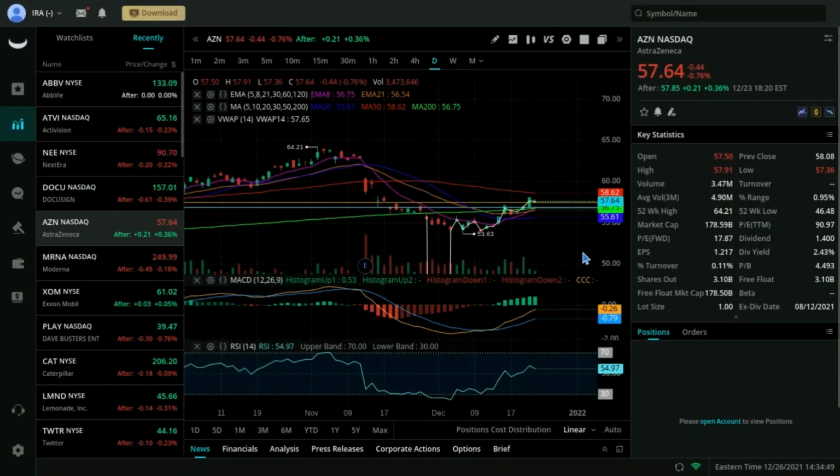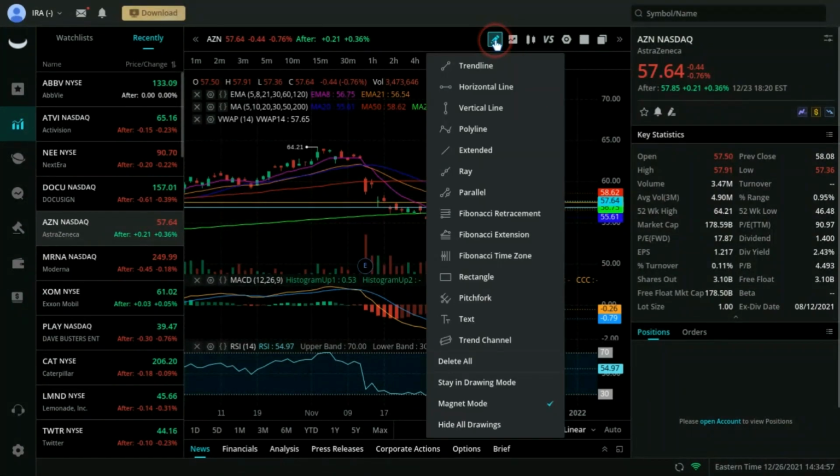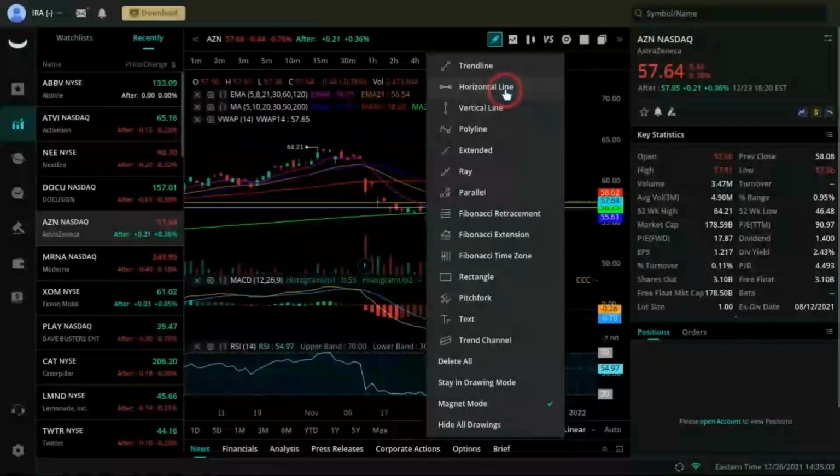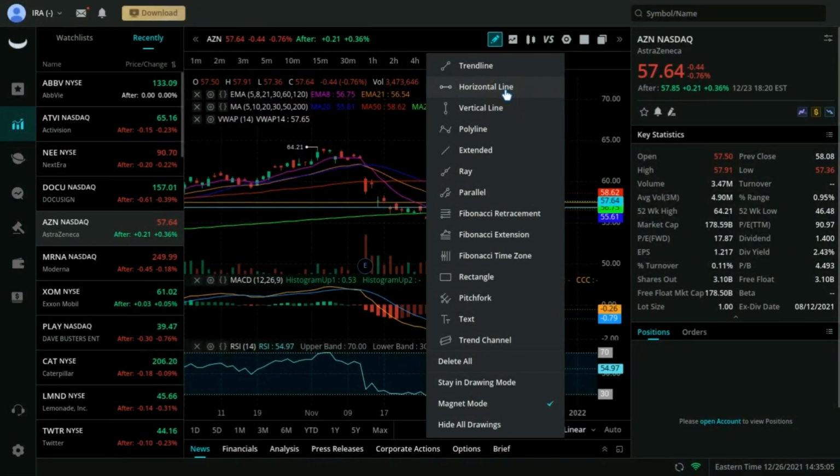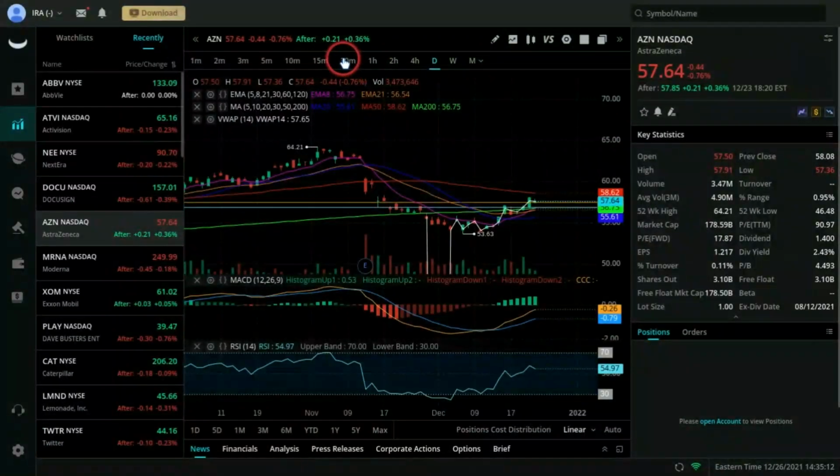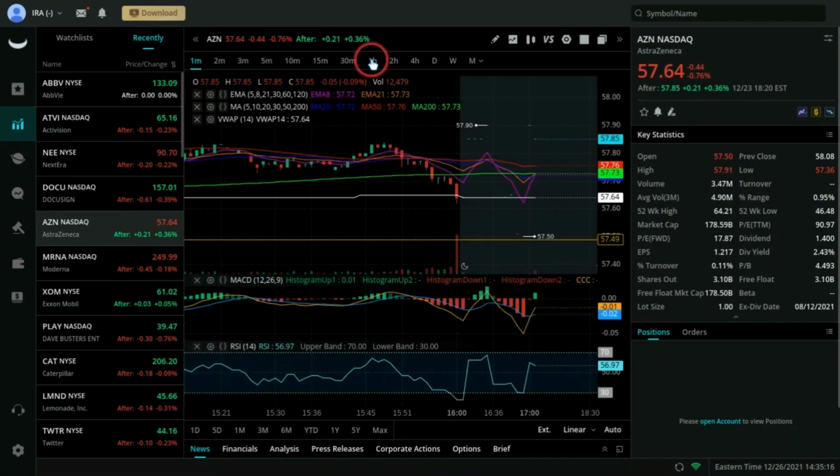Now we'll be going over a few tools and information that you'll be using when charting. First, we have our drawing icon up here. We can select that. And when you're drawing your trend lines, you select trend line. When you're drawing your support and resistance lines, you'll select horizontal lines. Next, we have our time intervals up here. You've got your 1 minute and your 5 minute, 30 minute. You can select whatever you want.